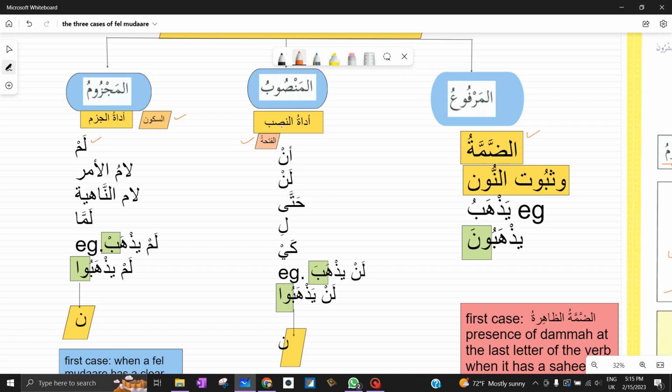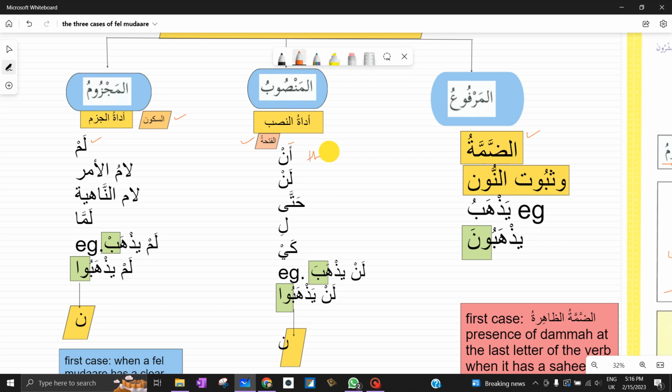What are the adatul nasb? Because in marfu case, there are no adat, there are no harf needed before fail mudare marfu. But adatul nasb or harf are needed before fail mudare mansoob in order to change into mansoob position. So what are the adat? What are the harf? An, lan, it's with fatha. An, lan, hatta, li, and kai.